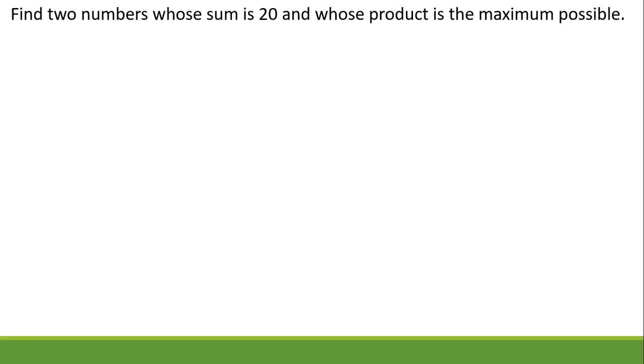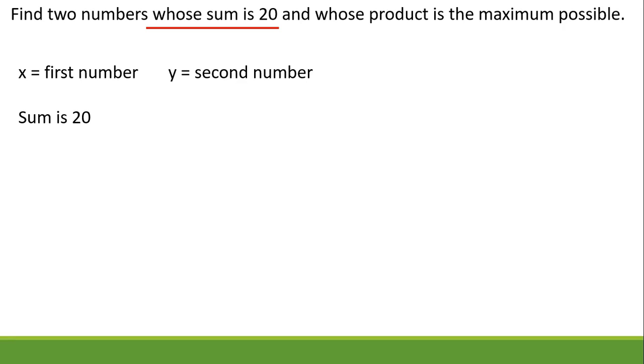So if we're trying to solve a problem where we're maximizing or minimizing something, we're going to look for a constraint on the thing that we're maximizing. So in this case, we're finding two numbers, which maybe we'd call x and y, but the constraint on those two numbers is that the sum of the two numbers has to be 20. So we certainly can say that x plus y has to equal 20 if the sum of the numbers is 20.